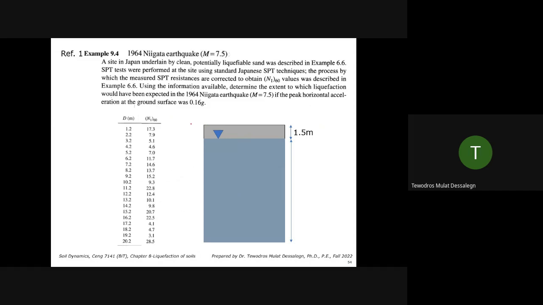Let's see this example a little bit. This is an example on liquefaction evaluation from the Kramer book, reference 1, example 9.4. This is the 1964 Niigata earthquake, magnitude 7.5. We have seen liquefaction from this earthquake in so many pictures and case histories I showed you before. This is the same earthquake.